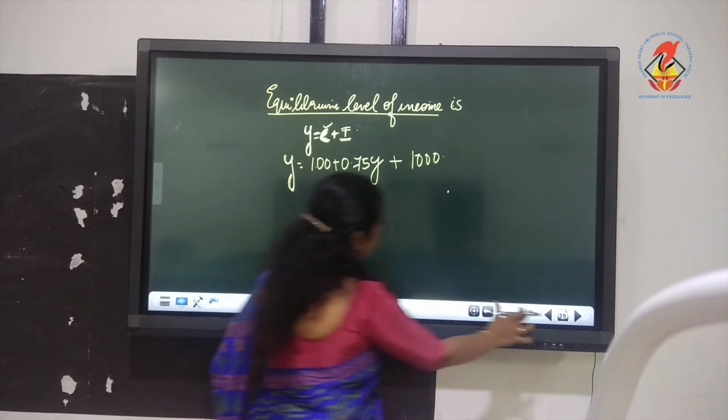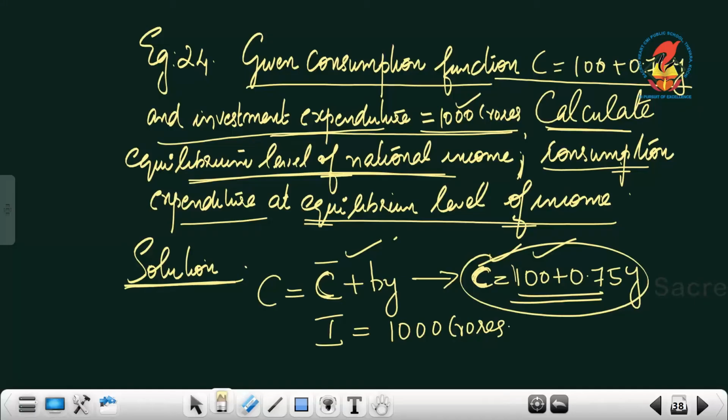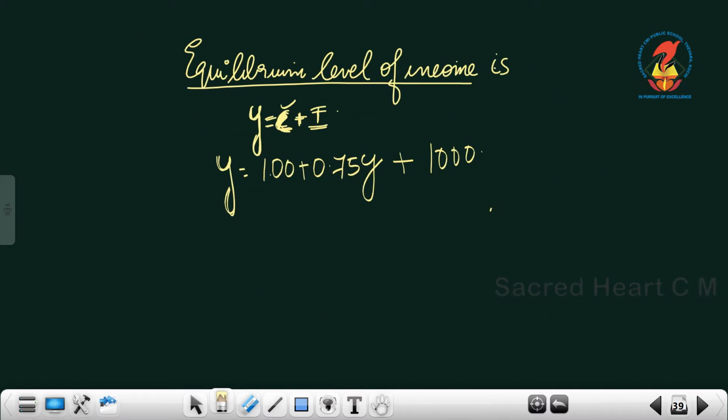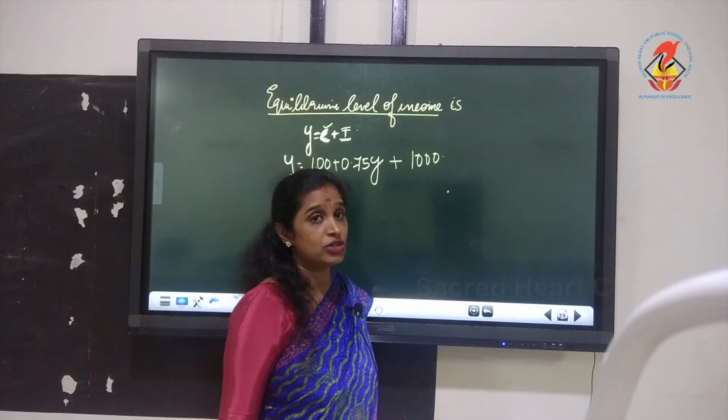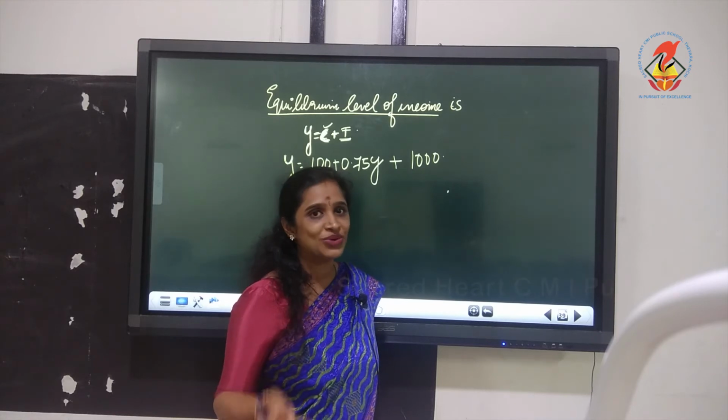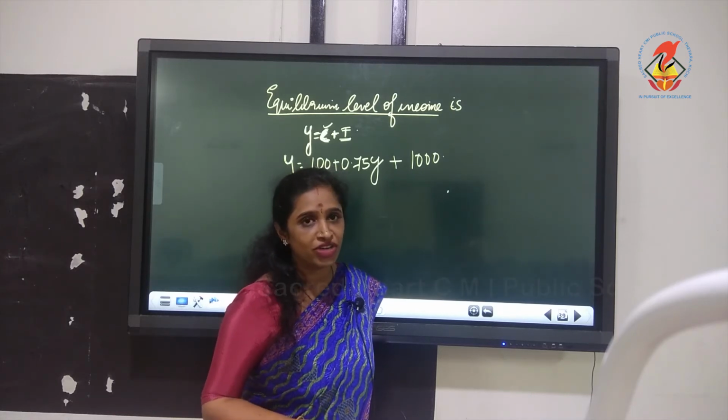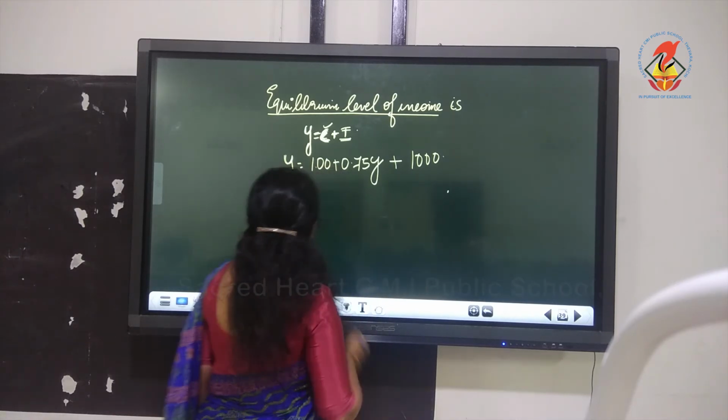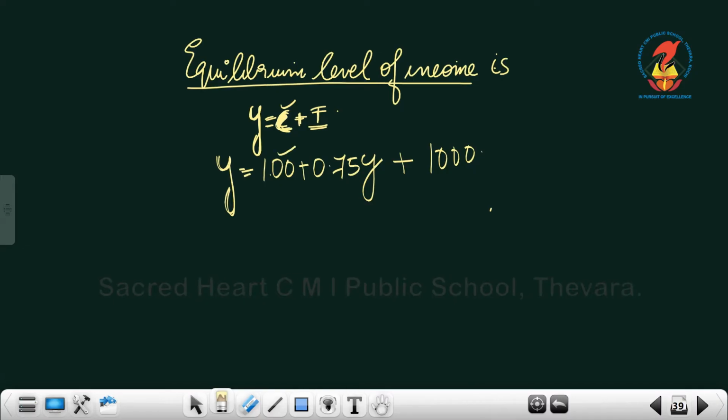We are asked to find out what? Calculate the equilibrium level of national income. We are going to find out the equilibrium level of national income, because we know at equilibrium Y is equal to C plus I. So from that equation we can find out Y. Now find out Y. Y is equal to this 100 and 1000 can be added. So the equation becomes Y is equal to 1100 plus 0.75 Y.